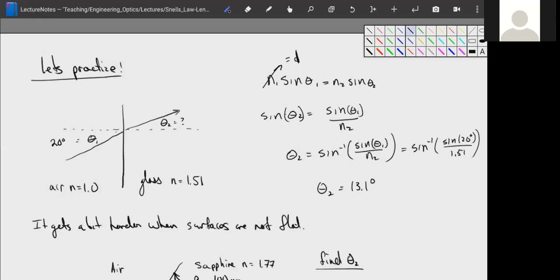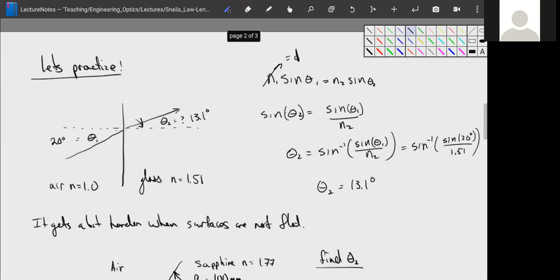Cool. So we have 20 degrees, we have 13.1 degrees, and theta 2 is smaller than theta 1, which makes sense because what we said is that our rays always turn into the material with the higher index of refraction. And so it's turning slightly in this direction, right? It's coming back towards the center line, towards the surface normal.